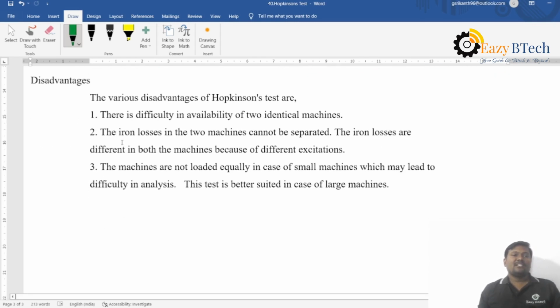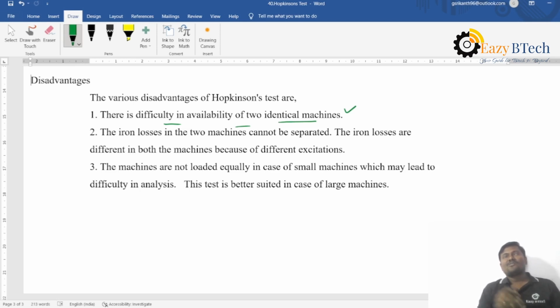And the disadvantages. The various disadvantages of Hopkinson's test are that there is difficulty in the availability of two identical machines, and the iron losses in the two machines cannot be separated. We are assuming that the iron losses for both the machines are the same, because the stray losses are a combination of iron losses plus magnetic losses, and the magnetic losses for different machines will be different, right? But here we calculate the stray losses for both the machines and divide by 2, and the iron losses cannot be separated. The iron losses can only be included within the stray losses.